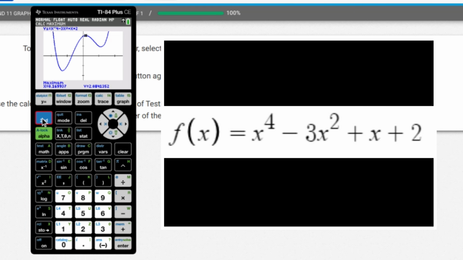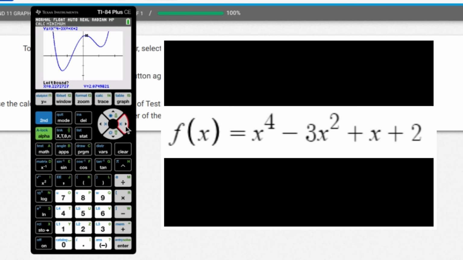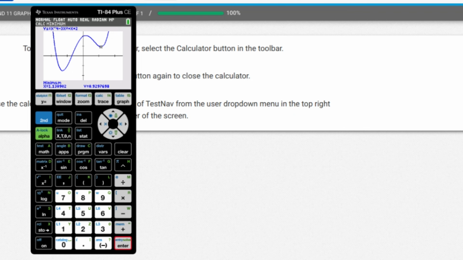Second, trace, let's go to minimum, so 3, go to the right a little bit, hit enter, go to the right a bunch, hit enter, enter again, and it gives me a minimum of 1.1309, so I'm going to say 1.131. And that is going to go all the way until infinity because this is a quartic equation. So in a second, you'll see me write down what my two intervals were, and I had to use the calculator in order to do it.